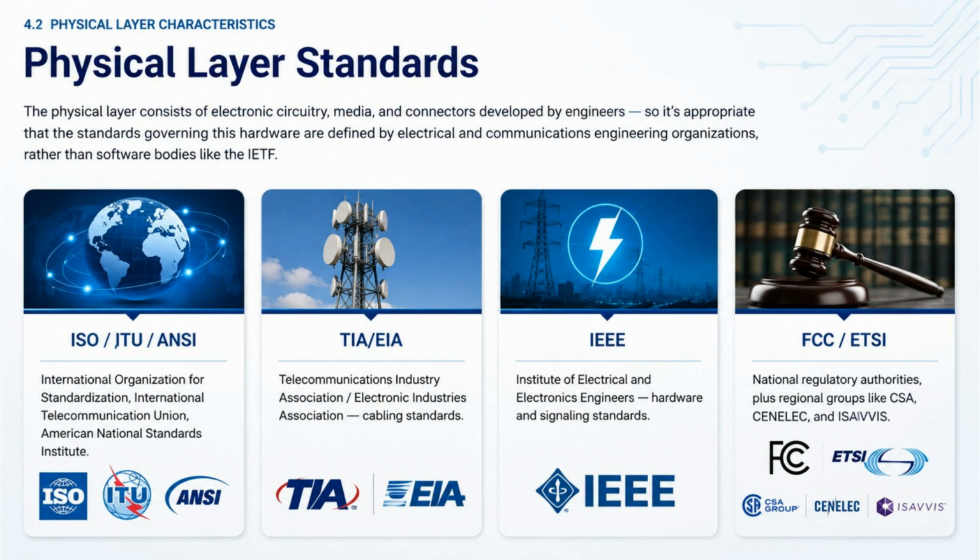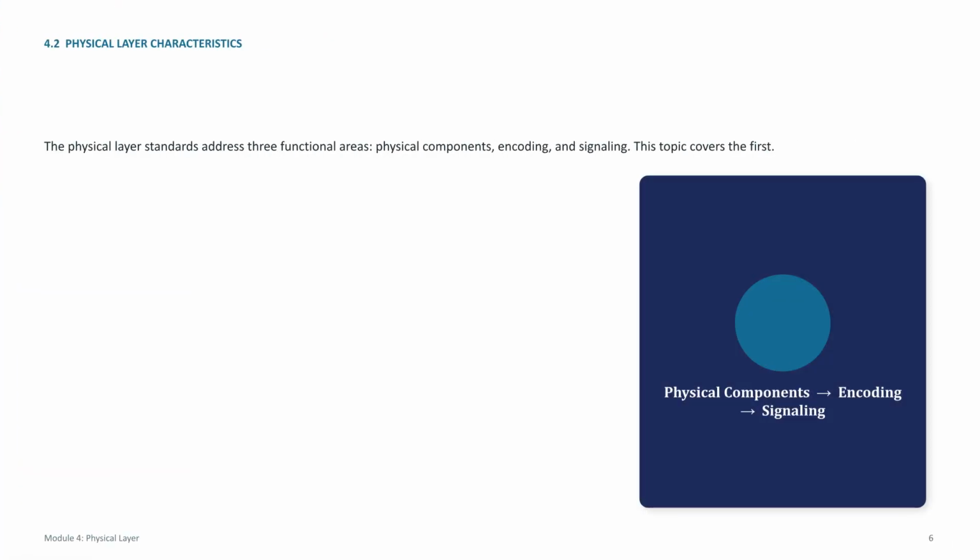Physical layer standards come from electrical and communications engineering bodies, not software groups like IEEE. Makes sense, since this layer is about actual circuitry, connectors, and cabling. 4 groups shown on screen: ISO, ITU, ANSI, TIA, EIA, cabling, IEEE, hardware and signaling, and national regulators like FCC and ETSI. Physical layer standards cover 3 functional areas: physical components, encoding, and signaling. And this slide covers the first.